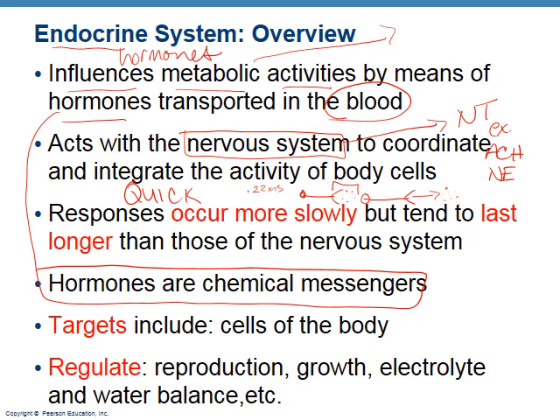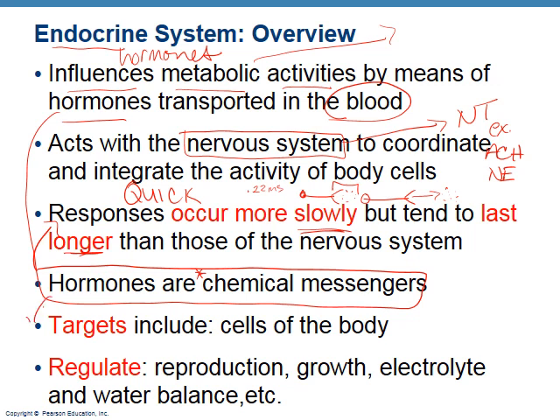Also that it degrades pretty quickly. So we don't have neurotransmitters floating around forever. They release quickly and then they're broken down quickly by enzymes. Maybe you remember acetylcholinesterase. Anyway, what is different about hormones, they're also chemical messengers, but they occur more slowly and they tend to last longer than those of the nervous system. So if you want to think of the nervous system as quick, fast acting, and you want to think of hormones as slow release and long lasting, that's probably a good start for endocrine.